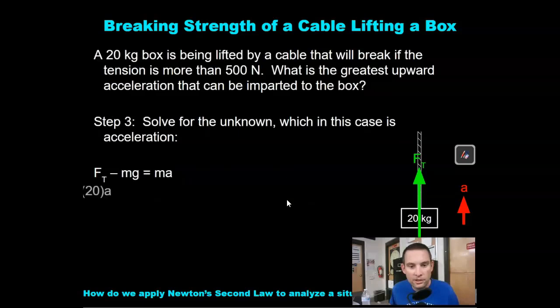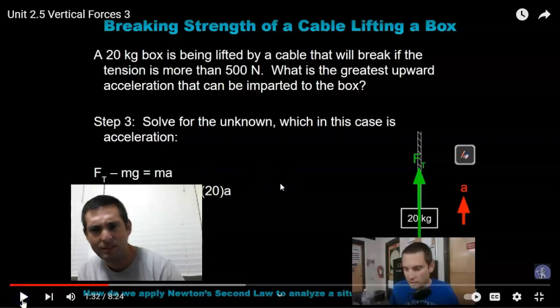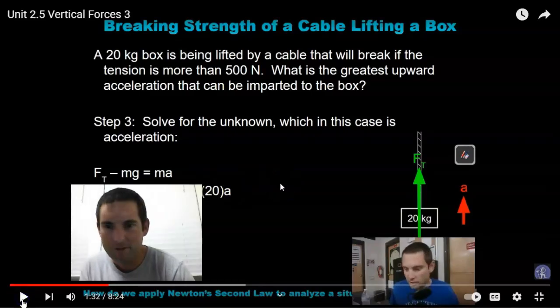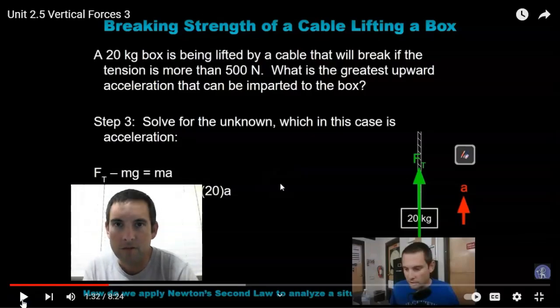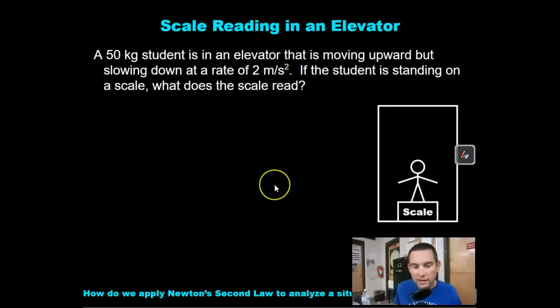Step 3, solve for the unknown, which in this case is acceleration. Plugging in these numbers, substituting in our numbers, we get acceleration equals 5 meters... Plug in those numbers yourself. See if you get 10 meters per second squared. Don't forget your units.